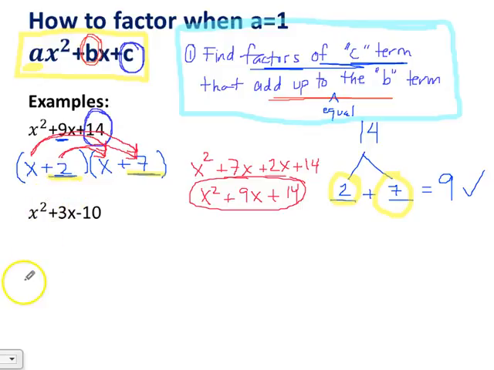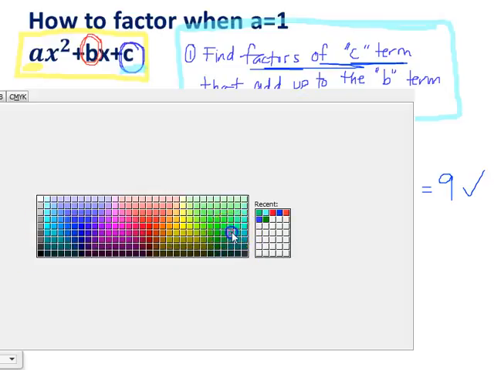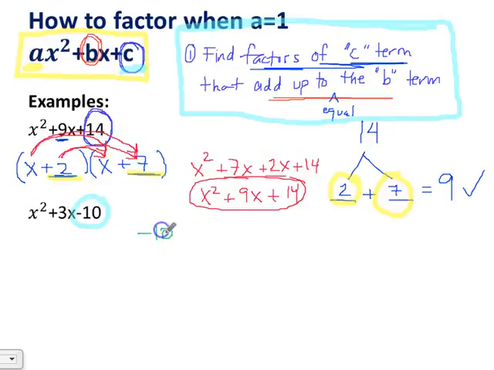So looking at the second problem, it says find the factors of the c term. So our c term, remember, is always that constant number. So our c term is going to be negative 10. So we're trying to find factors of negative 10 that add up to the b term. The b term is the number being multiplied by x. So two numbers that, when we multiply them, give us negative 10, and when we add those two factors together, they should equal 3.